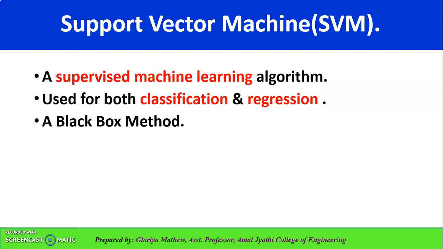So coming to the support vector machine, or in short SVM. It is a supervised machine learning algorithm. It can be used for both classification and regression applications, and it is a black box method of machine learning.